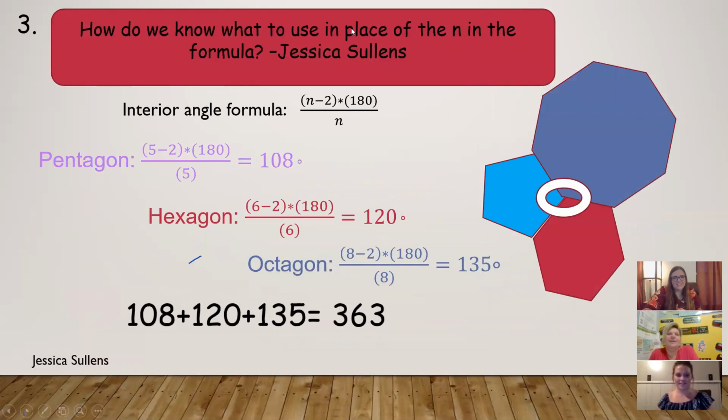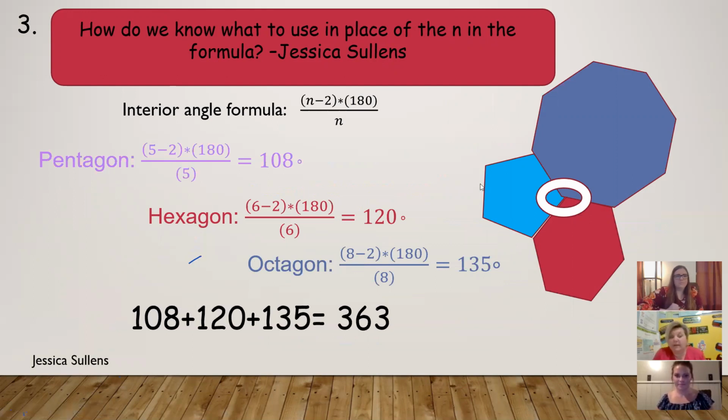Thank you. So Jess, how do we know what to use in place of the n in the formula? Okay, when we're looking at our formula, it's the interior angle formula. And we are, like you said, looking for that vertex figure. So the n is going to actually be the number of sides each shape has that is making up that vertex figure. So we have a pentagon with 5 sides. We have a hexagon with 6 sides. And then we have our octagon with 8 sides.